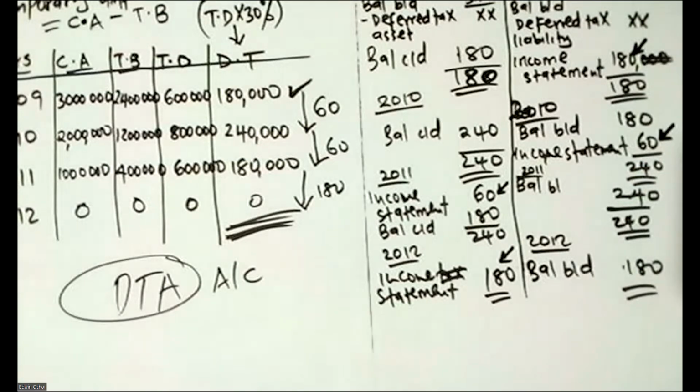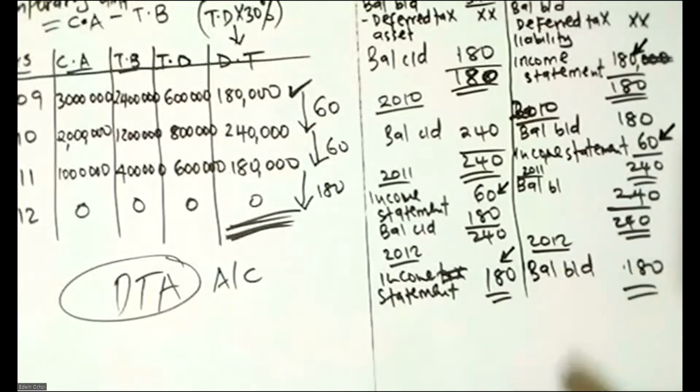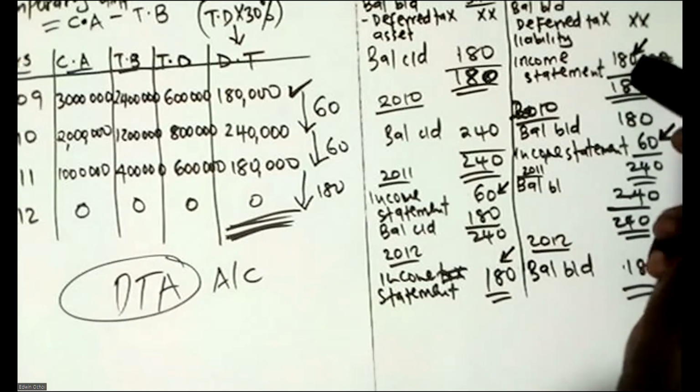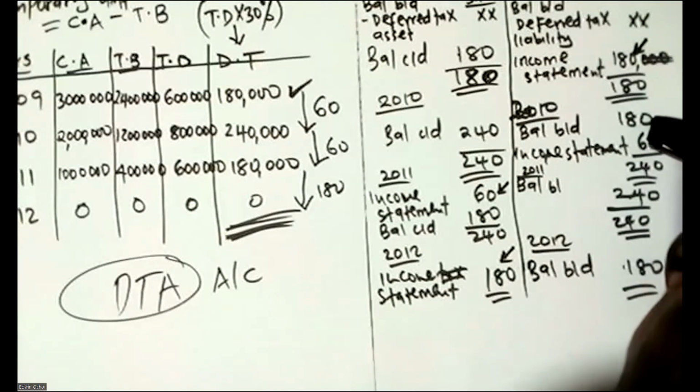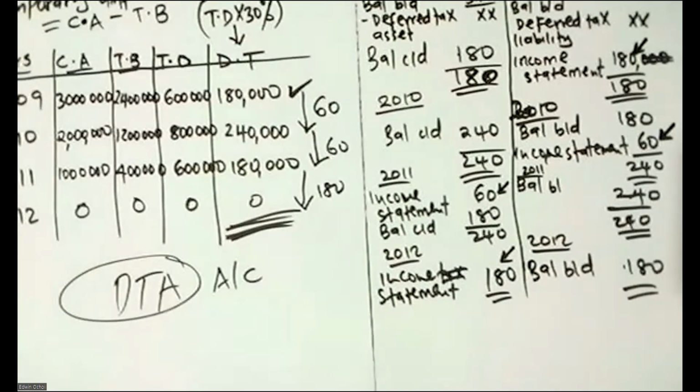So that is the case whereby you are told to prepare an income statement extract. You record the 180, this 180 and the second 180 as income tax expense, then the 60 and 180 as income tax. That is a deferred tax income. So this and this would be deferred tax expenses for 2009 and 2010. Then the 60 and 180 would be deferred tax income.